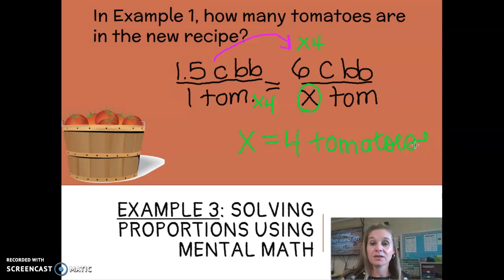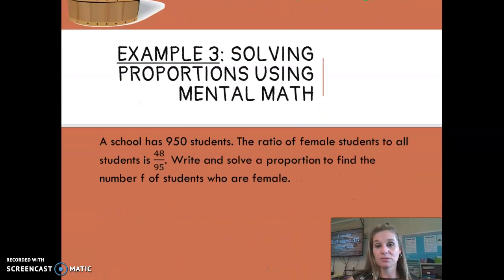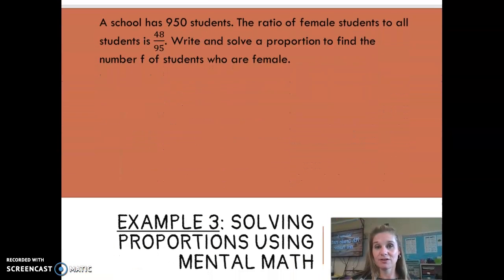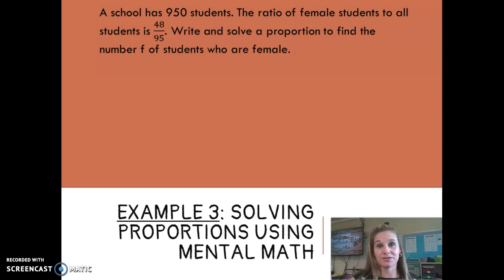There we go. So I would like you to try this last question on your own. A school has 950 students. The ratio of female students to all students is this fraction 48 over 95. You are going to write and solve a proportion.